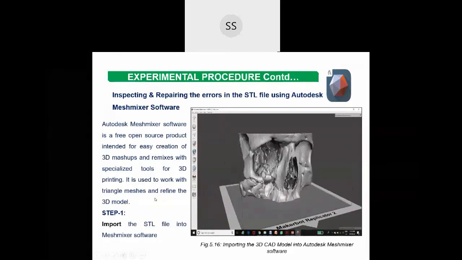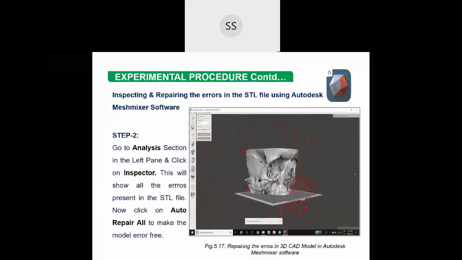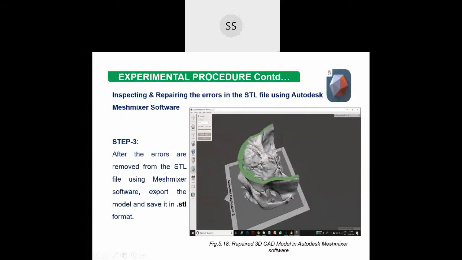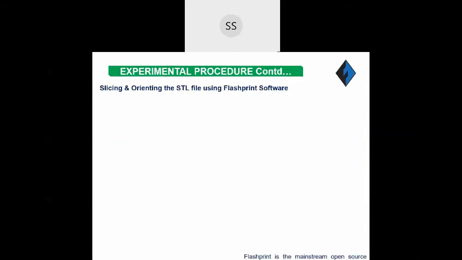Import the STL file into Meshmixer software. Then go to the Analysis section. In the left pane, click on Inspector. This will show all the errors present in the STL file. Now click on Auto Repair All. That will remove all these errors. Once the errors are removed from the STL file using Meshmixer, you export it as an STL file.